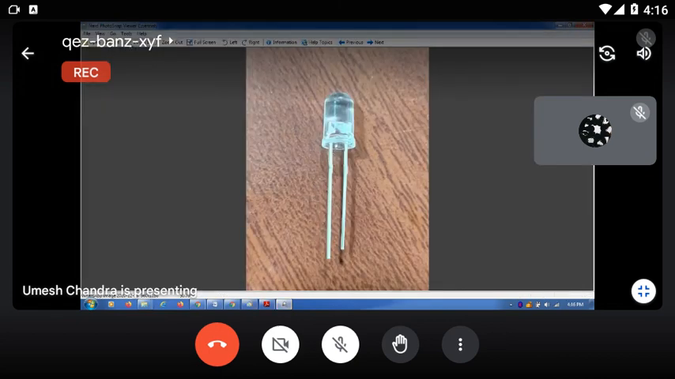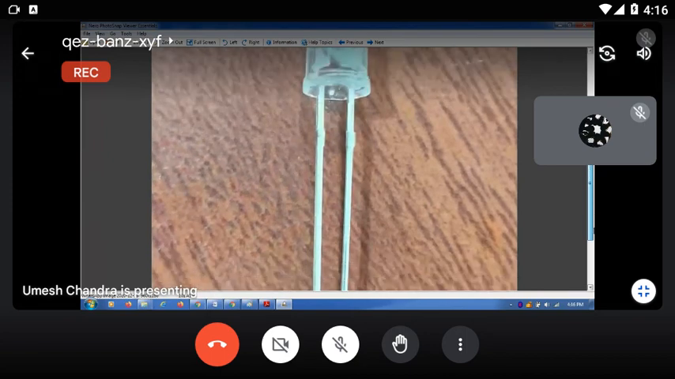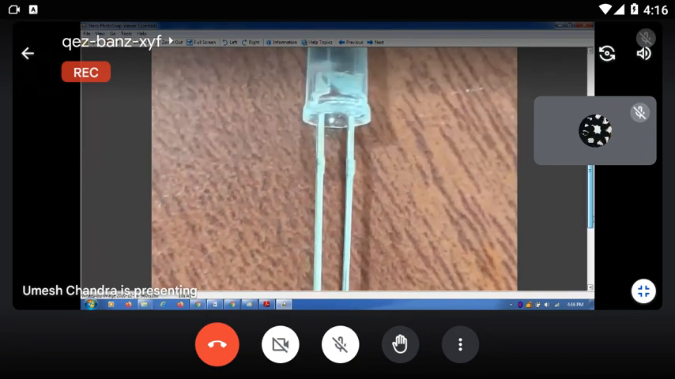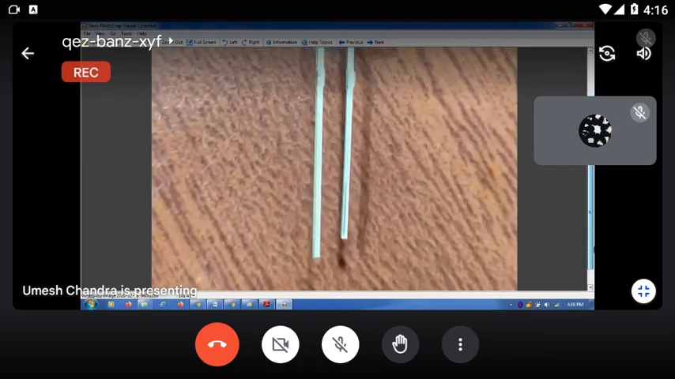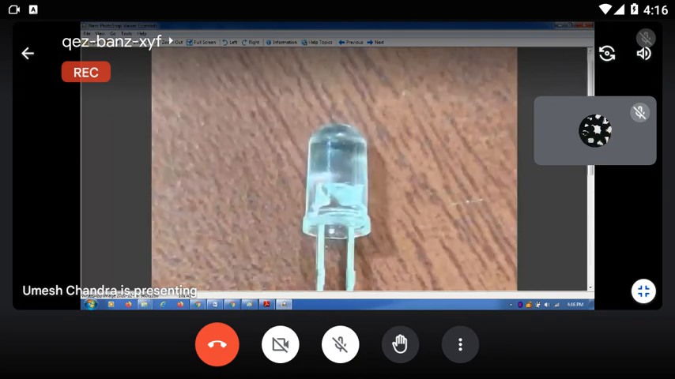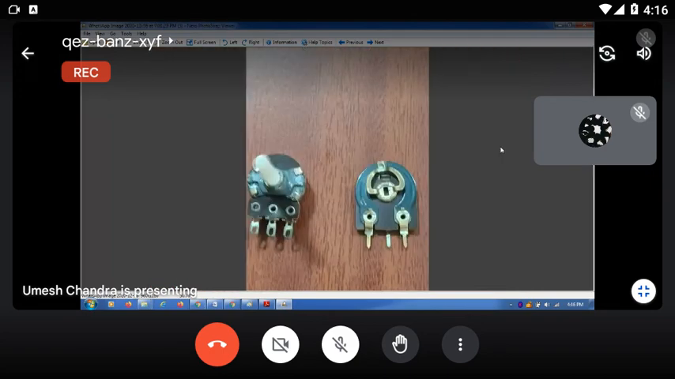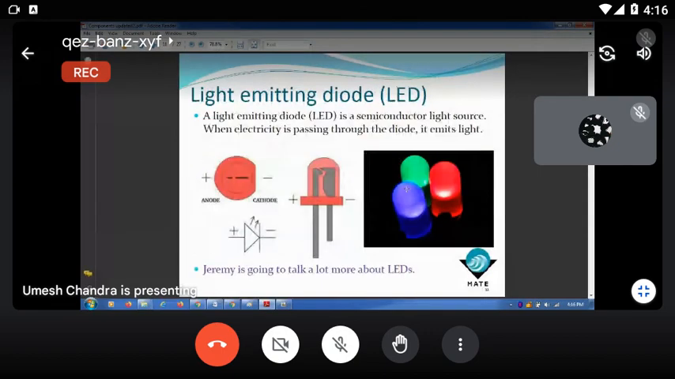Now you check the inner side of the LED. Here, one is bigger, then another is smaller. The bigger one is the small terminal, and the inner side of the smaller one is the bigger terminal. Clear? Yes, sir.